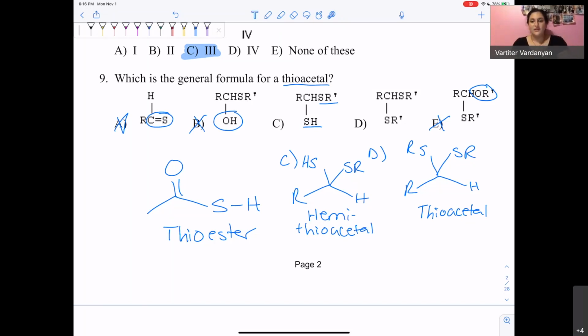I apologize. So, a hemiacetal is 1R, 1H, 1OH, 1OR. So if it has an SH, that means it's a hemi. And the two SR groups mean it's a thioacetal. So the correct answer would be D. I know this is a little bit of a weird one. You don't have to worry too much about thio groups, but this question could potentially pop up.